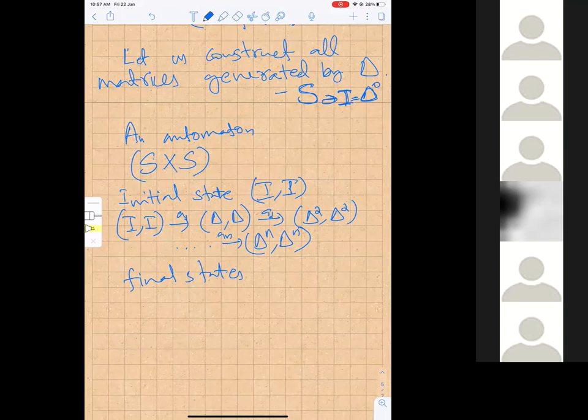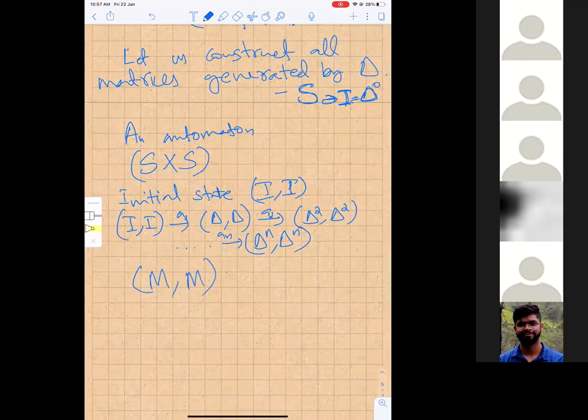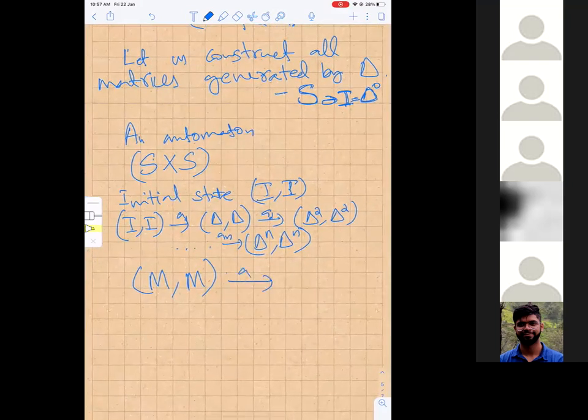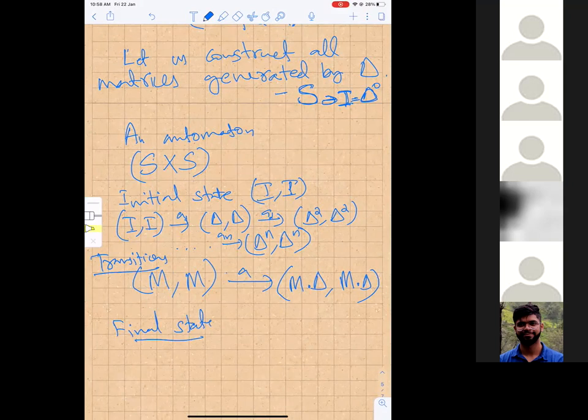You see how these states work. So in general, what is the transition relation? In general, a state of this automaton will be of the form m comma m, and on a letter A, it will go to m dot delta comma m dot delta. These are the transitions. And what should be the final state? Maybe delta power 2k comma delta power k.